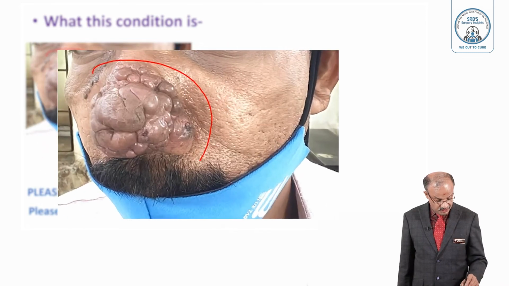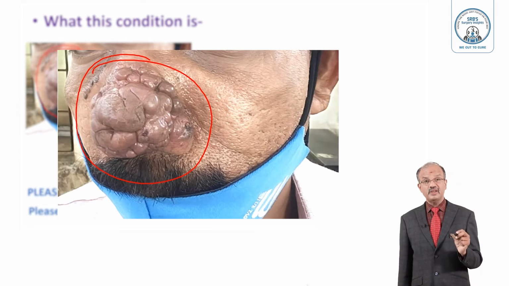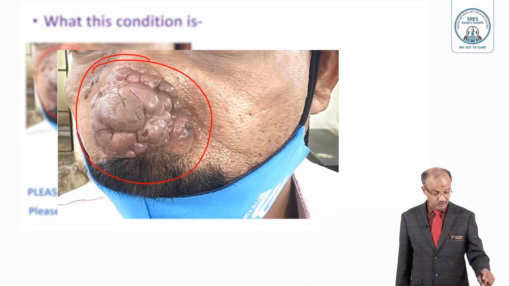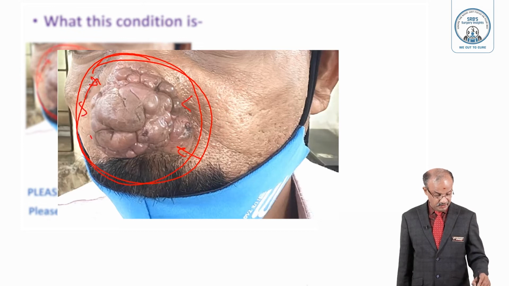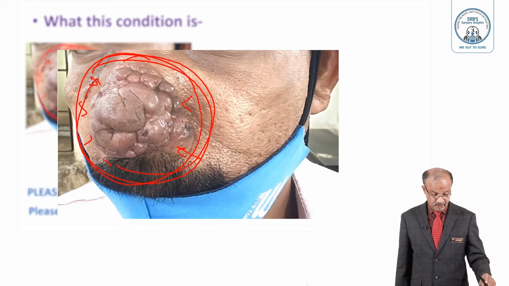See the nose here. There are multiple small studded things. See what possibilities you have to think of, and what is most likely in this patient. You can see the small nodules here, in the tip of the nose. Cosmetically it doesn't look good, but it's usually a benign condition.